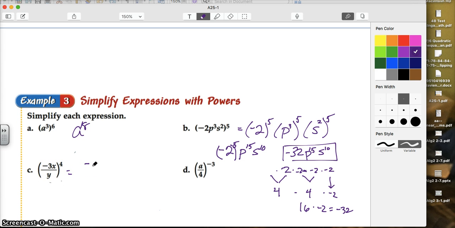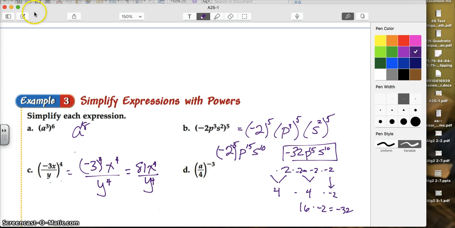So we've got negative 3 to the fourth power times x to the fourth power, all of that over y to the fourth power. Negative 3 to the fourth power is going to be four negative numbers multiplied together, which will ultimately give me a positive number. So negative 3 times negative 3 is positive 9, and negative 3 times negative 3 is positive 9. So 9 times 9 is 81. So I get 81 x to the fourth power over y to the fourth power.